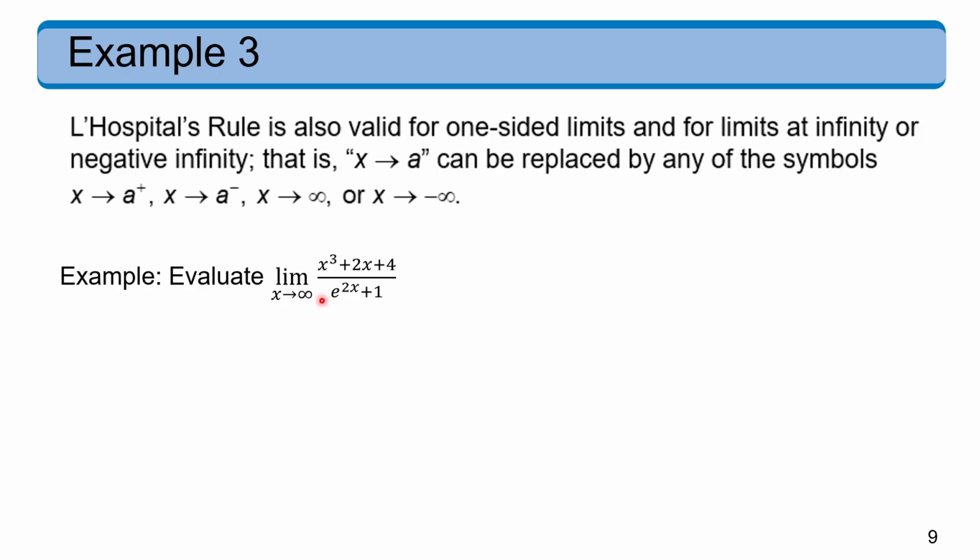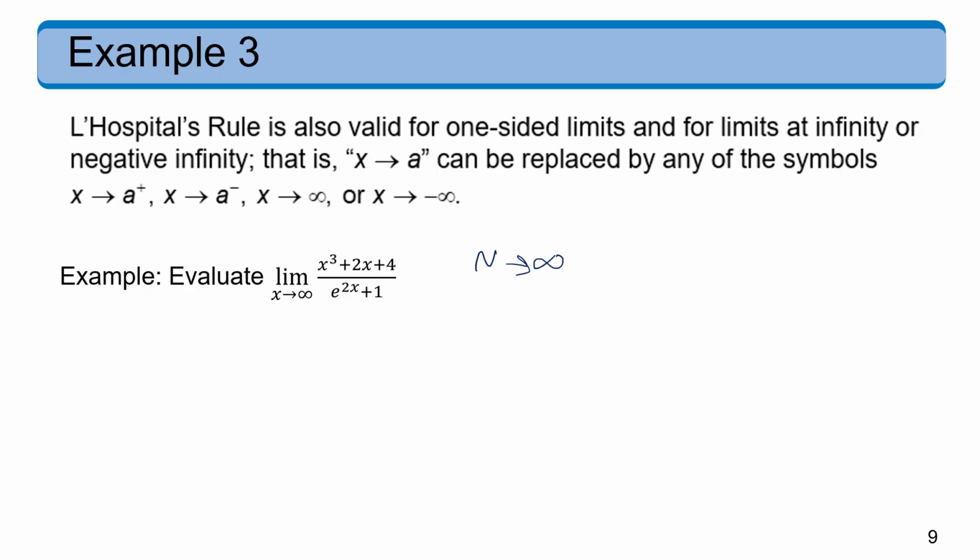In this limit, x is approaching infinity, so we know we can't use direct substitution. So in this case, it might help to think about the numerator and the denominator separately. Let's think about the numerator first. As x goes to infinity, x cubed clearly goes to infinity. And then 2x would also be going to infinity, and plus 4 would just stay 4. So we have something going to infinity plus something else going to infinity plus 4. So as a whole, that sum is obviously going to infinity.